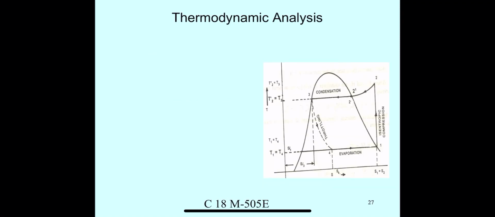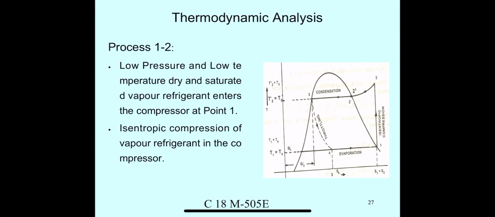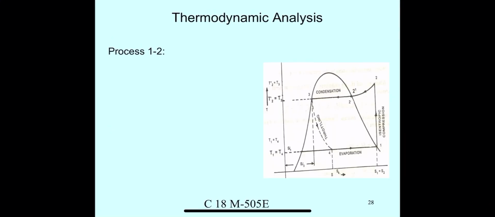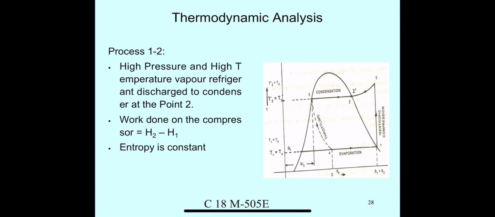Now the thermodynamic analysis. In the 1 to 2 process, low pressure and low temperature dry saturated vapor refrigerant enters the compressor at point 1. Isentropic compression of the vapor refrigerant takes place in the compressor. High pressure and high temperature vapor refrigerant is discharged to the condenser at point 2. Work done in the compressor is H2 minus H1. Entropy is constant.